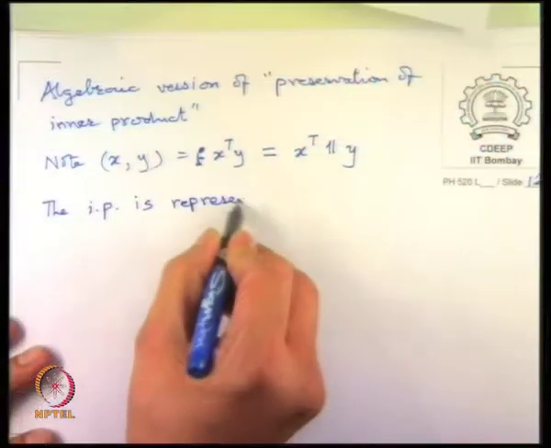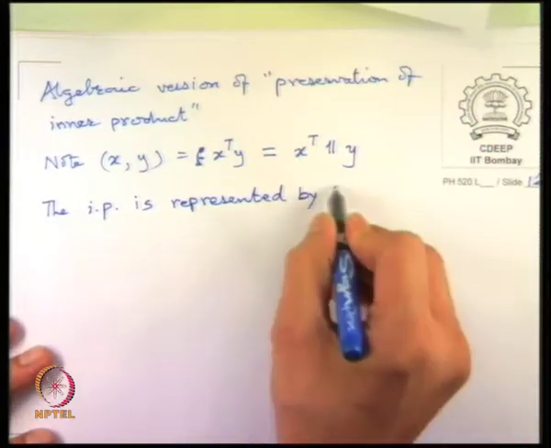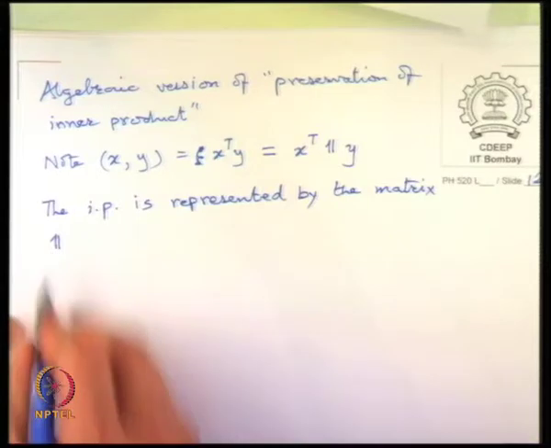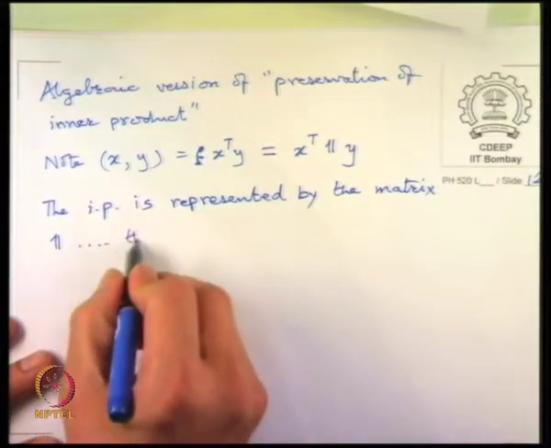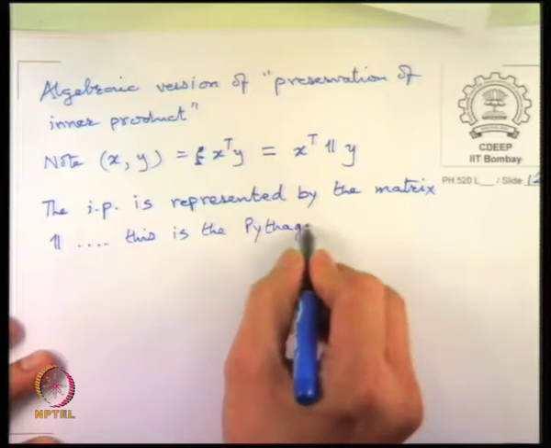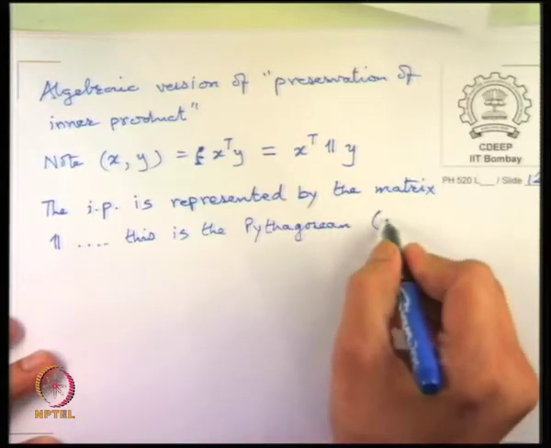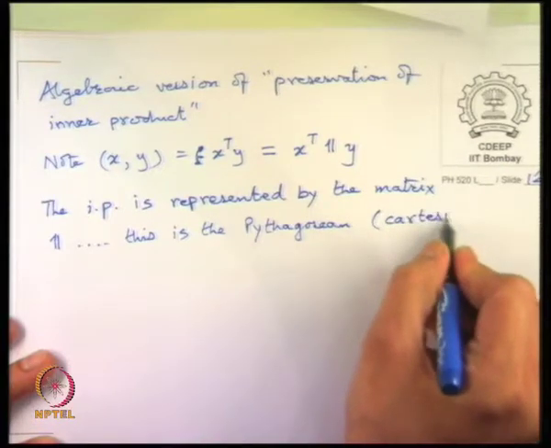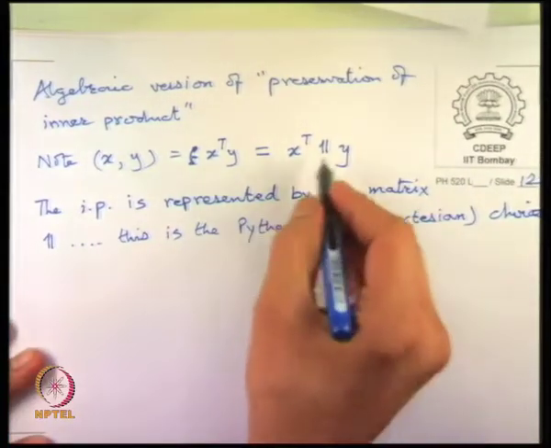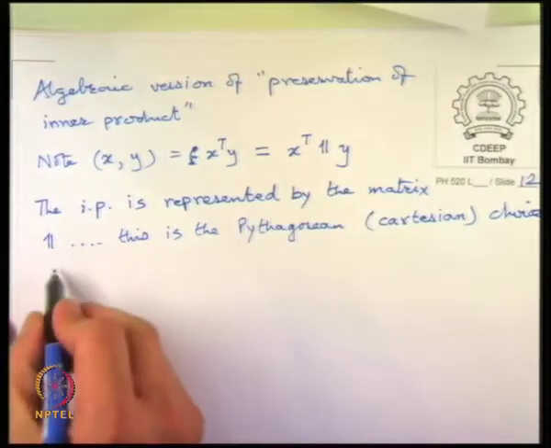We want to think of the inner product a little bit more generally. The inner product is actually a matrix by itself. This is the Pythagorean choice, and effectively Cartesian. We can more generally define any, so a generalization due to Gauss.